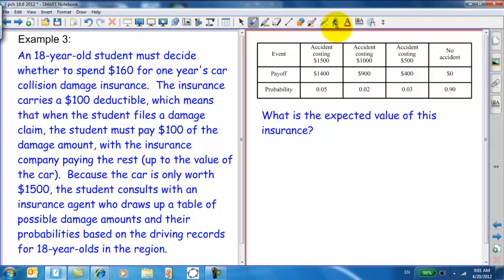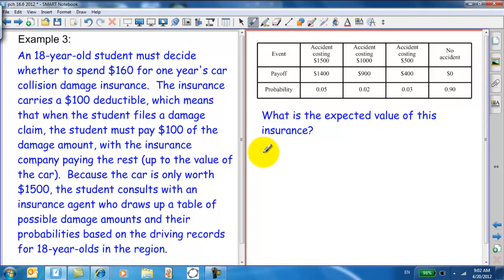If you have an accident costing $1,500, the payoff is going to be $1,400 because you have to pay a $100 deductible. The chance of that happening is 5%. An accident costing $1,000, that means they're going to have to pay off $900, and the chance of that happening is only 2%. Accident costing $500, they'll pay $400. Probably happens 0.03. No accident, they don't pay anything. It happens 90% of the time. What's the expected value of this insurance?